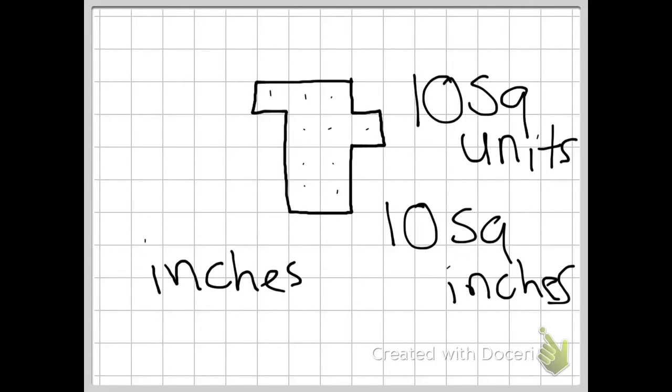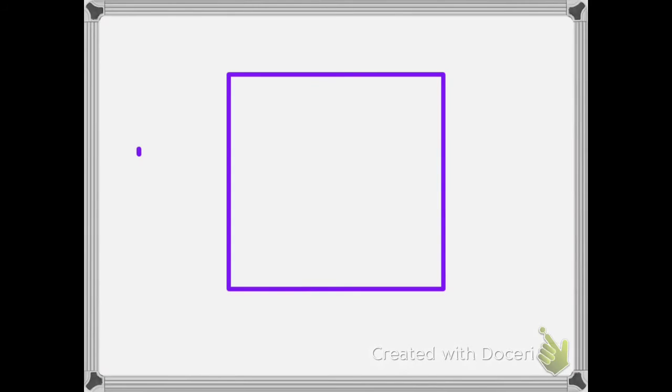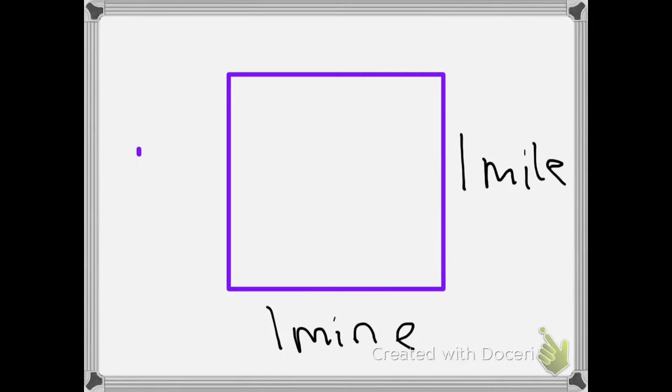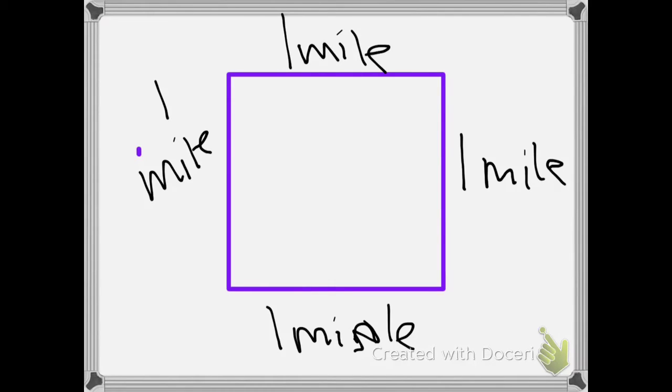If it were a mile, a square mile, I would say it would be 10 square miles. If each line represented a foot, I would say that it would be 10 square feet. When we talk about a standard square unit, that means that it's the same on all 4 sides. So if I said this was a square mile, that means that this side would be 1 mile, this side would be 1 mile, this side would be 1 mile, and so would the other. It would be 1 square mile.